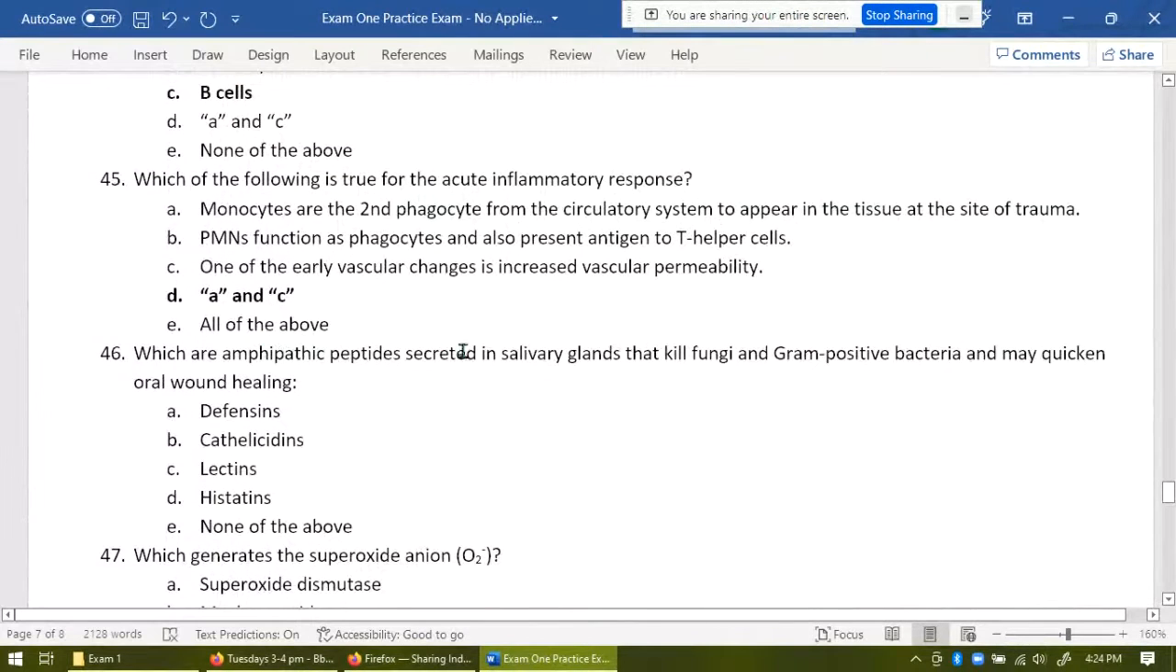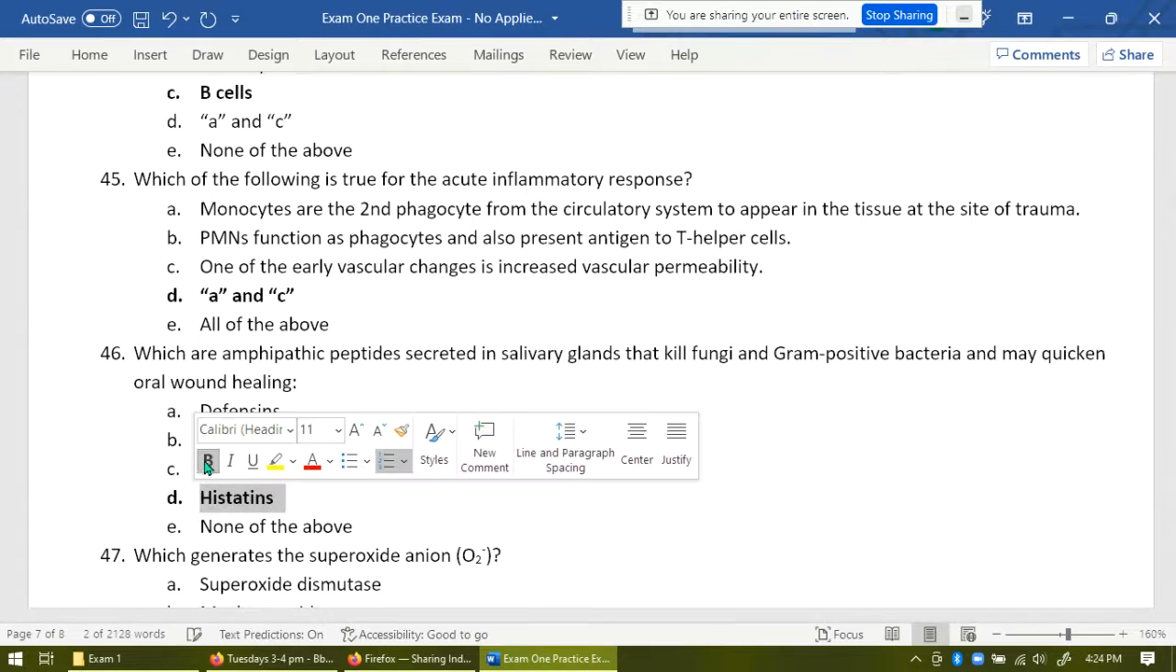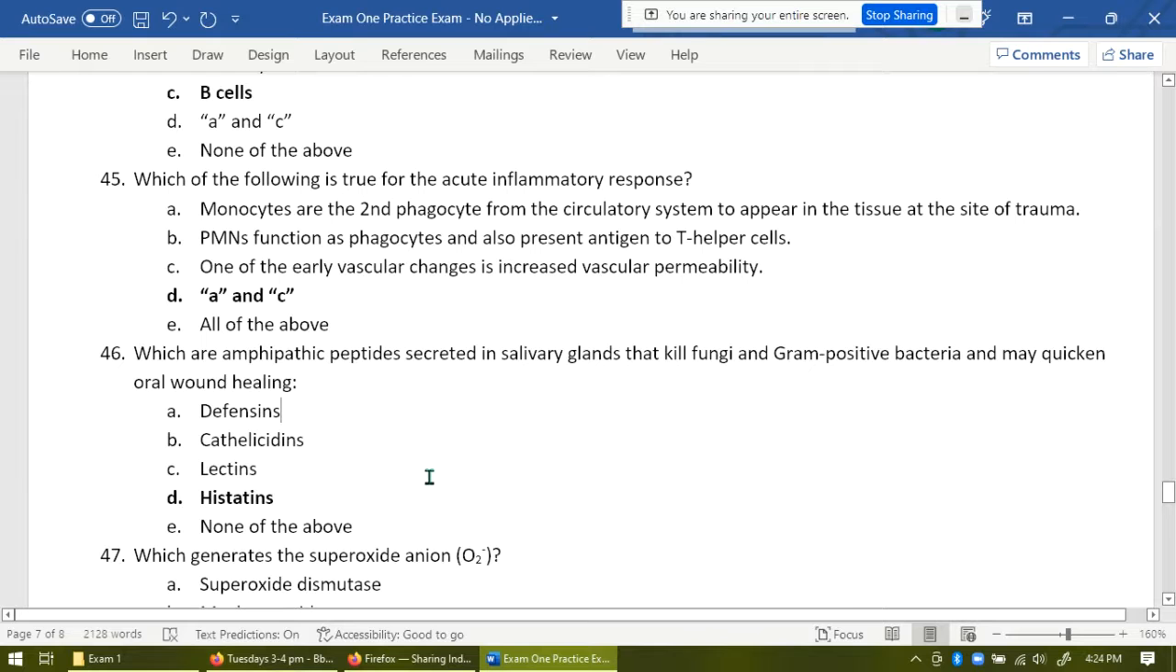Which are amphipathic peptides secreted in salivary glands that kill fungi and gram-positive bacteria and may quicken oral wound healing? So they're made in salivary glands. That would be the histatins. Okay, histidine-rich peptides made in the saliva.